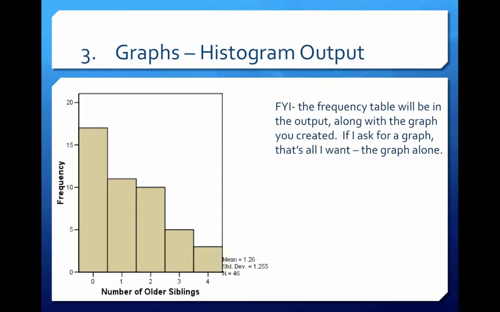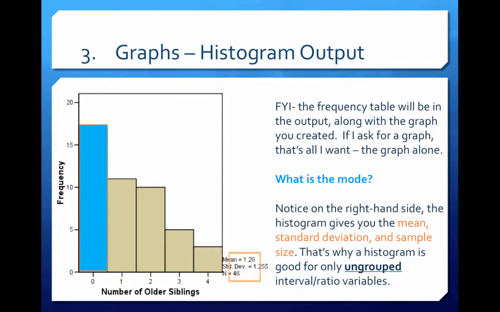So looking at this histogram of the number of older siblings one has, 0, 1, 2, 3, or 4, what would be the mode? 0. So again, notice that each histogram gives you the mean, the standard deviation, as well as the sample size. And we only create histograms for ungrouped interval ratio variables, only for scale variables.